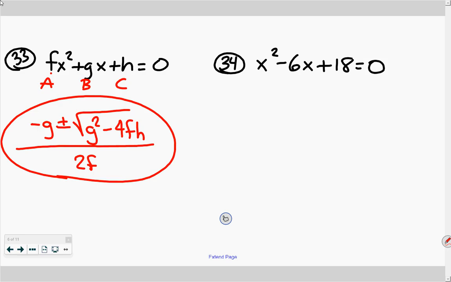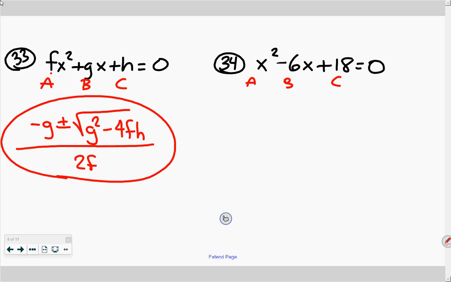There are no factors of 18 that add to give us 6. Okay, so that one would have been one that I probably would have tried with just using the 2 parentheses, but it doesn't wind up working because there are no factors of 18 that add to give you 6. So we actually have to use a quadratic equation on this one. So there's my A, here's my B, here's my C.